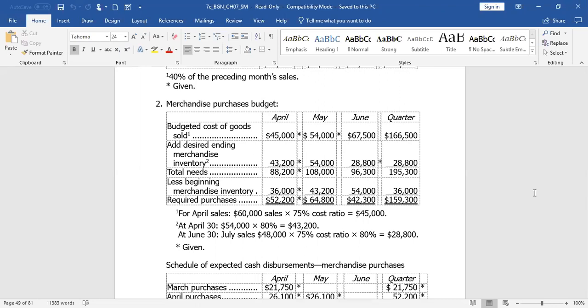In E, 1/2 of a month's inventories purchased is paid in the month of purchase. The other half is paid in the following month. In F, they go on to talk about something that has nothing to do with our inventory. Neither does G, nor H.